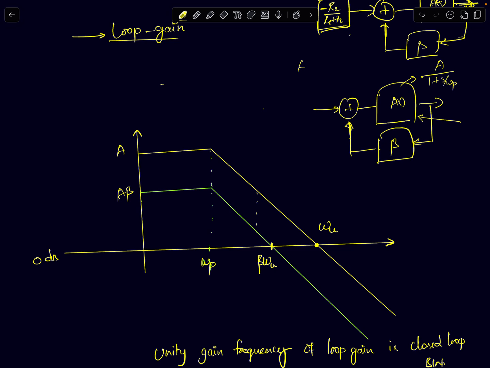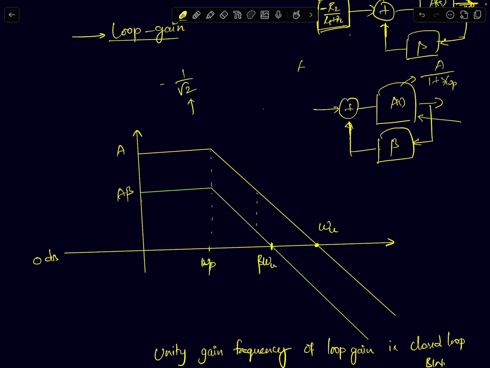The definition of a pole is, since you guys have analyzed RC circuits and amplifiers and so on, we said that the definition of a pole is the point where your gain becomes equal to 1 by root 2 of its nominal value or DC value. For most circuits, let's assume they are low pass in nature, and for all those circuits, it's the point where your gain becomes 1 by root 2 of its DC value.